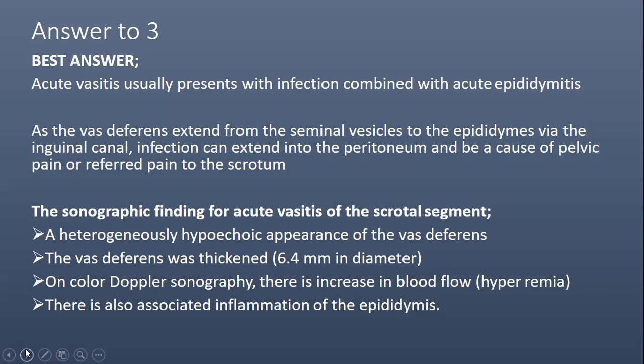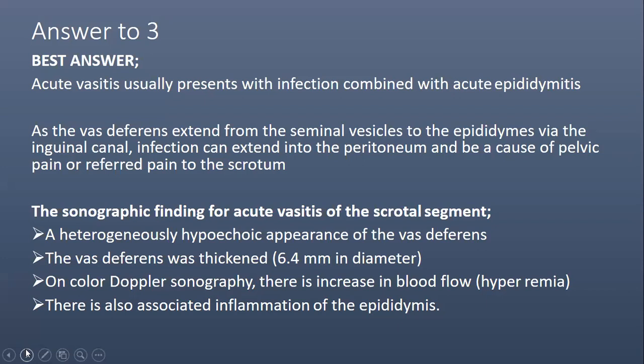And we have something we can take from a particular presentation. So the sonographic findings for acute vasitis of the scrotal segment, you'll have a heterogeneously hypoechoic appearance of the vas deferens. Then the vas deferens will be thickened, with a diameter of 0.64 centimeters or 6.4 millimeters. Then color flow is going to increase. There's going to be increased blood flow, and there's also associated inflammation, as you can see from the other image.